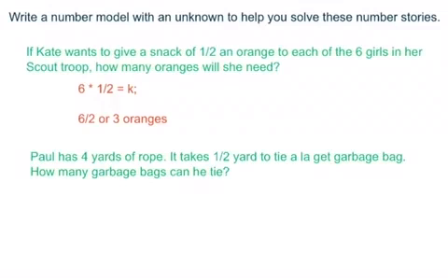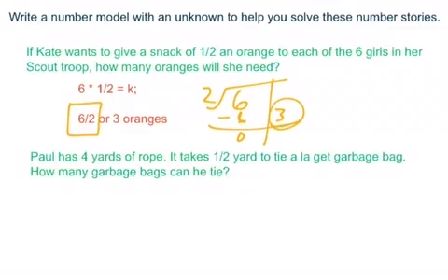Hopefully you said, well, 6, because there's 6 girls, times the half of orange each equals, I picked a letter, K, you could pick any letter. And then if I do that multiplication, I would say, well, that's 6 over 2, 6 halves, and 6 halves is 3 oranges, because I could do 6 divided by 2. Remember, that's what this is saying to me. 6 divided by 2, 2 times 3 equals 6. So 3 oranges. That's how I got that, right?